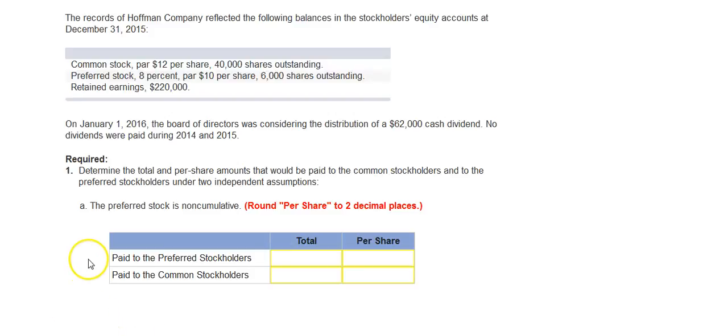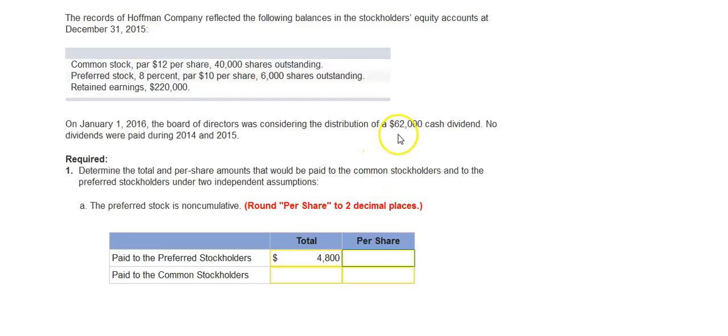First of all, we want to assume that the preferred stock is non-cumulative, which means it has just the current dividend preference. Let's find out how much the preferred stockholders should get. We would multiply 8%, 0.08, times the par value of $10 per share. That will give us an 80 cents per share dividend, times 6,000 shares for a total of $4,800. Again, 8% times the par value of $10 per share times the number of shares outstanding gives us $4,800.